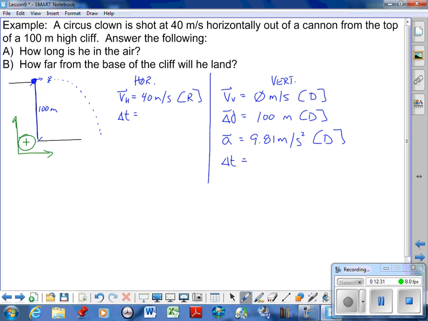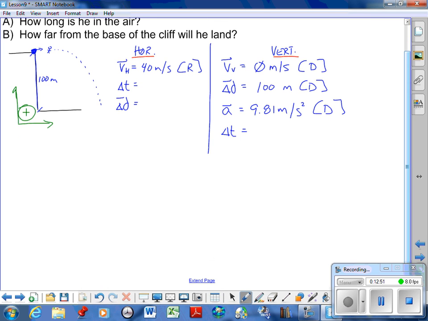I look at, where do I have enough information to solve this question? Do I have enough information horizontal, or do I have enough information vertical? When I look at horizontal, I need another piece of information. I need the d, the displacement horizontally, in order to solve for time. On the other side, I have a v1, a d, an a, and a t, so I have enough information to solve for that. It's just a matter of finding the correct formula. So I find that delta d equals v1 delta t plus 1/2 a delta t squared.